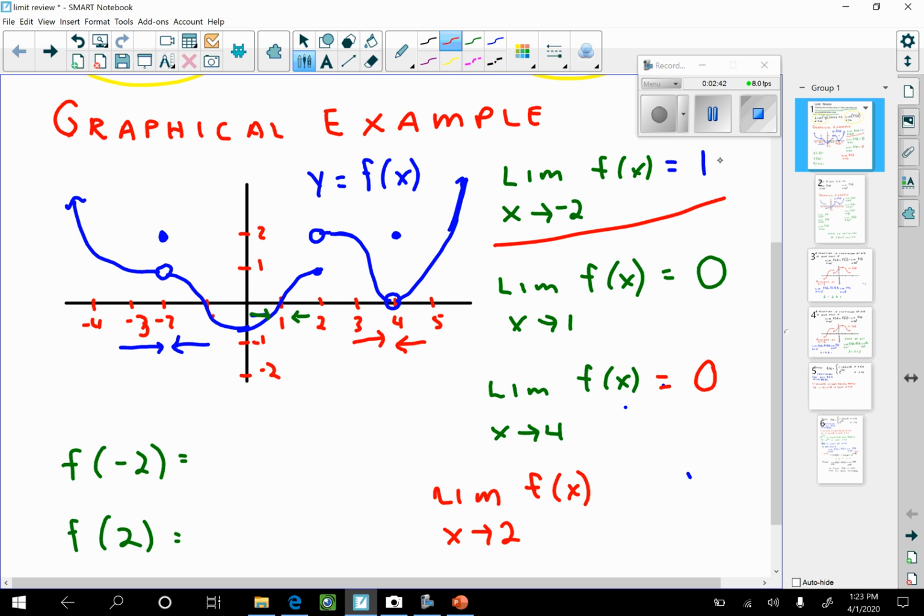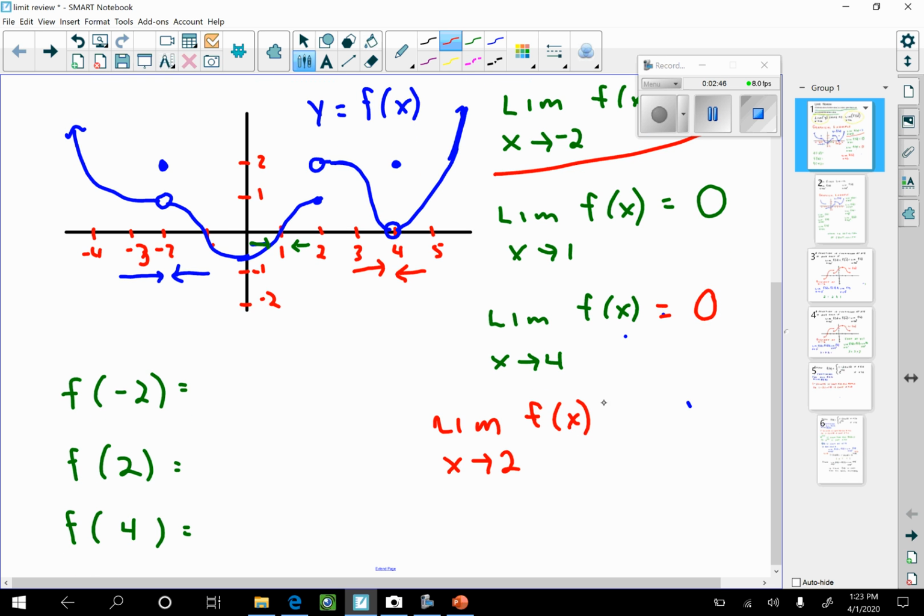Now if I add this one right here, this is going to present some problems. The limit as x goes to 2 of f of x. This presents problems because as I approach 2 from the left and from the right, the function values go to two different places. It's pretty straightforward: this limit does not exist.